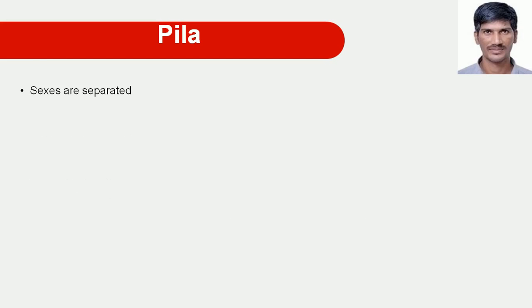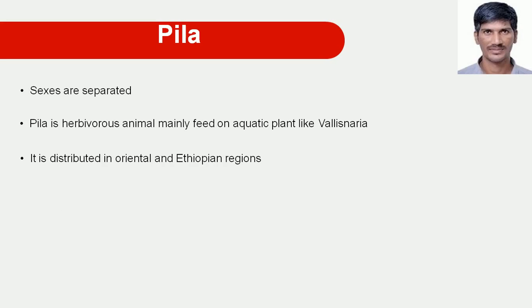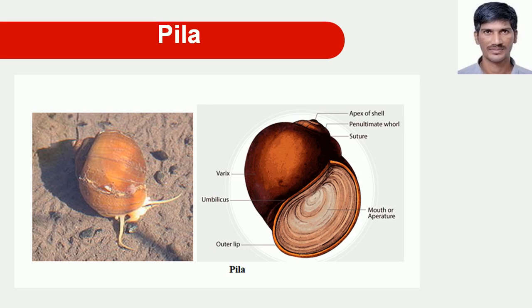In this animal, sexes are separated. The Pila globosa is a herbivorous animal, mainly feeding on aquatic plants. Then Pila globosa is distributed in the Oriental and the Ethiopian region. We can see the pictures: this is the actual natural environment of Pila globosa, and this is a schematic diagram.